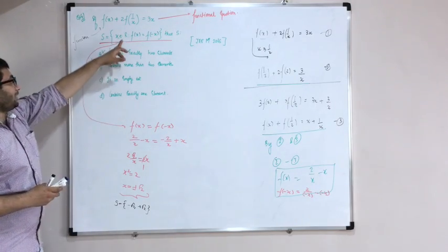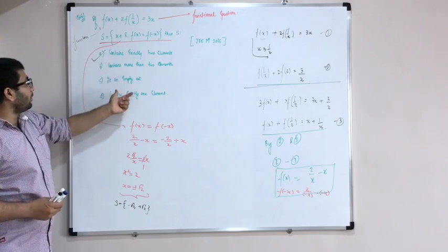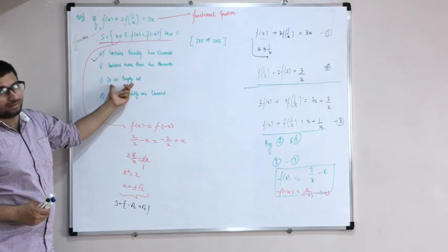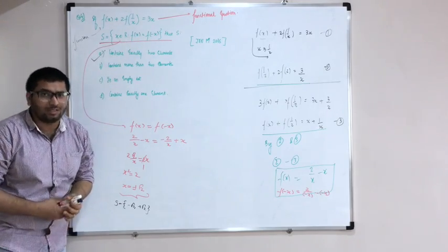But see, if the question is changed that x belongs to rational numbers, is any one of them rational? So your answer will be it's an empty set. Correct? So depending upon what x value is belonging to, you have to check and then you have to substitute the values. Okay?